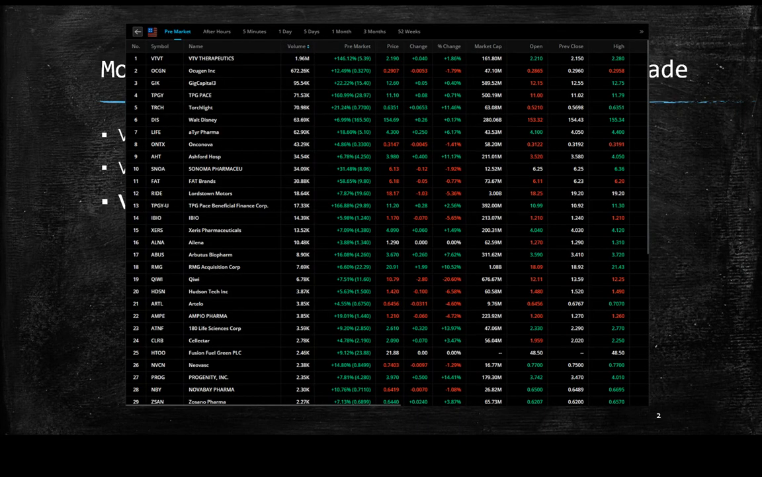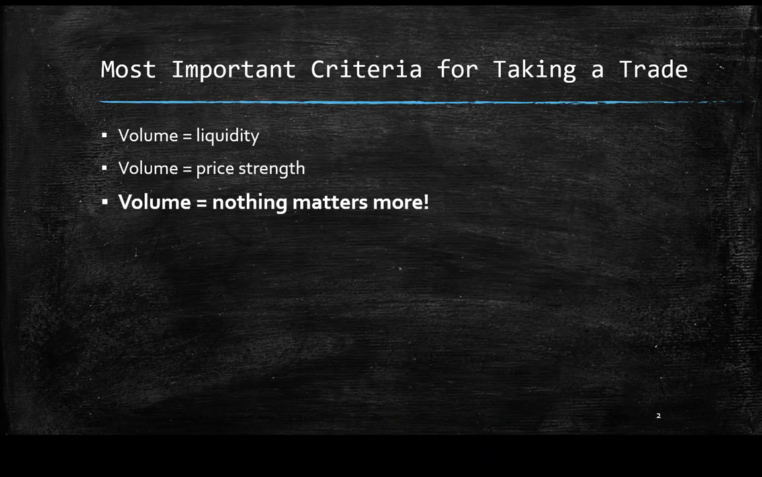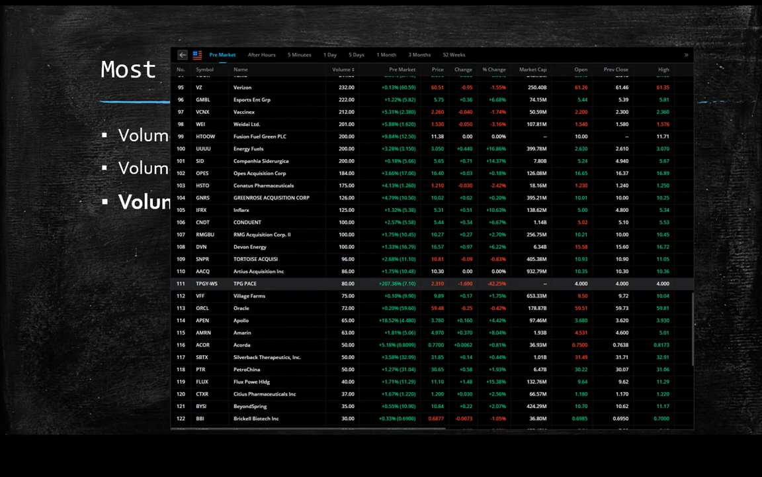Here's the same list organized by volume. As you can see, TPGYWS didn't even make it in the top 30 of the highest volume traded stocks. In fact, it was below the top 100 stocks organized by volume. It only had 80 shares being traded when I took this screenshot. So that's likely just one trader pushing the price up. So good luck selling those shares. If you're the only guy buying them, there's no one there to sell them to.